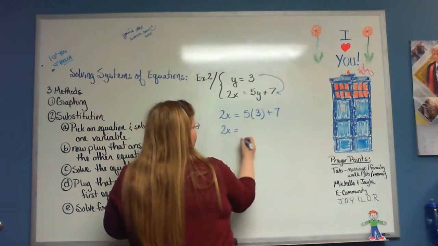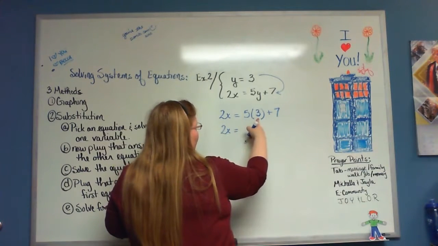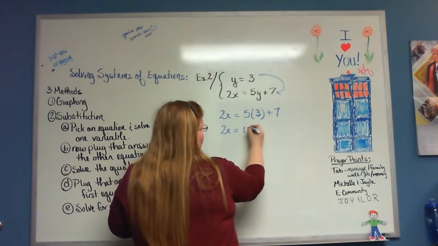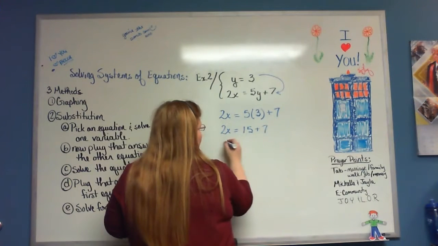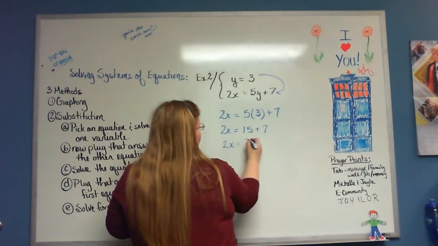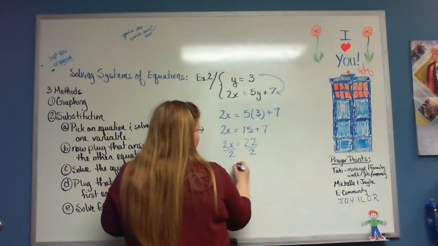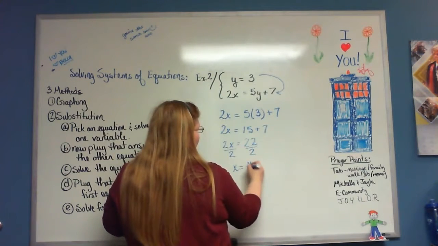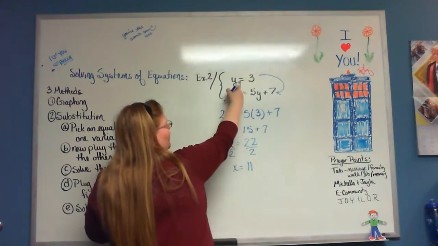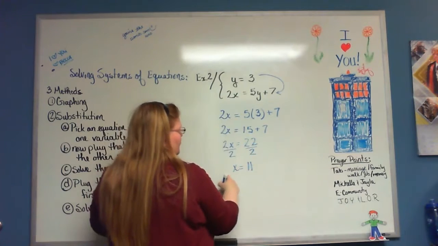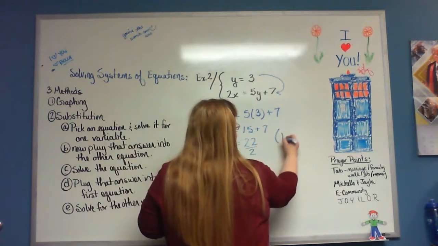So 2x has to equal 5 times 3 is 15 plus 7. 2x must equal 22. Divide both sides by 2. X is equal to 11. Now that I know what y equals and what x equals, I can write my answer.